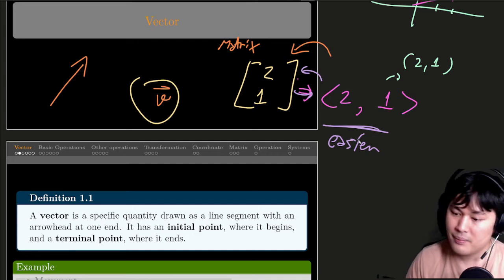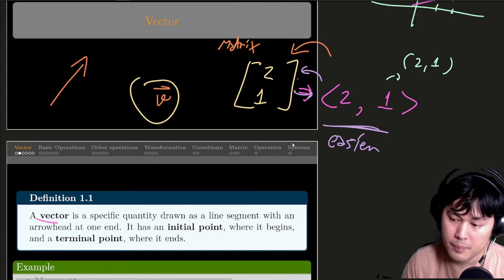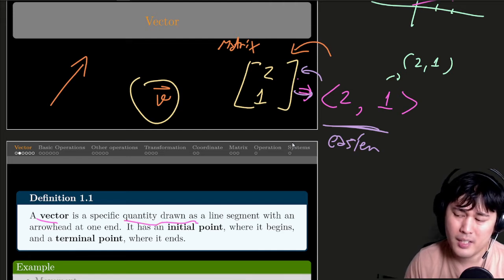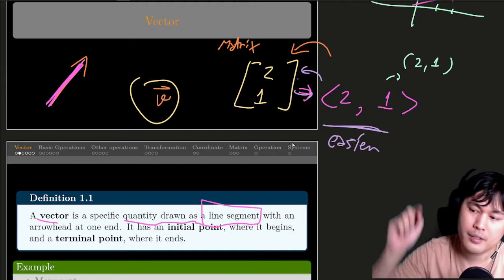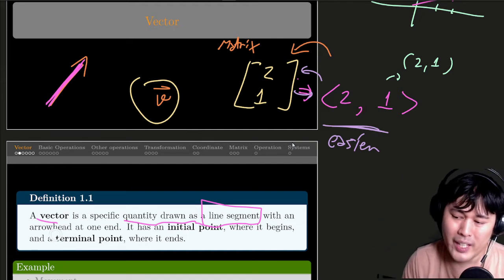Let's take a look at some definitions. So a vector is a specific quantity drawn as a linear segment. In this case, we are talking about the first definition. With an arrowhead at one end.